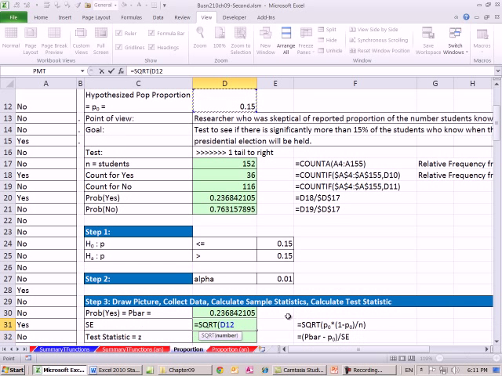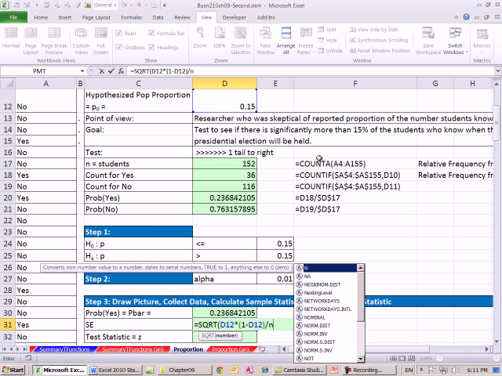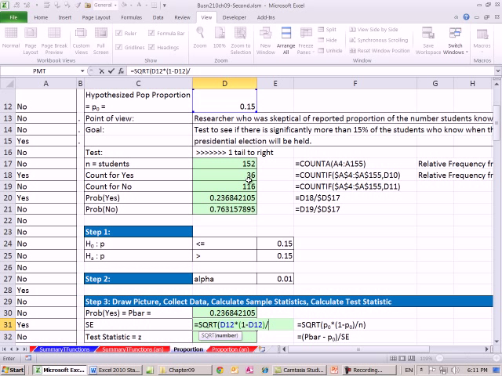So it's p times 1 minus p, and then divide by n. I tried to type n. Let's click on the right cell there, right? And the order of operations will work fine there. They're all left to right, so close parentheses. And our standard error is going to be 0.0289.